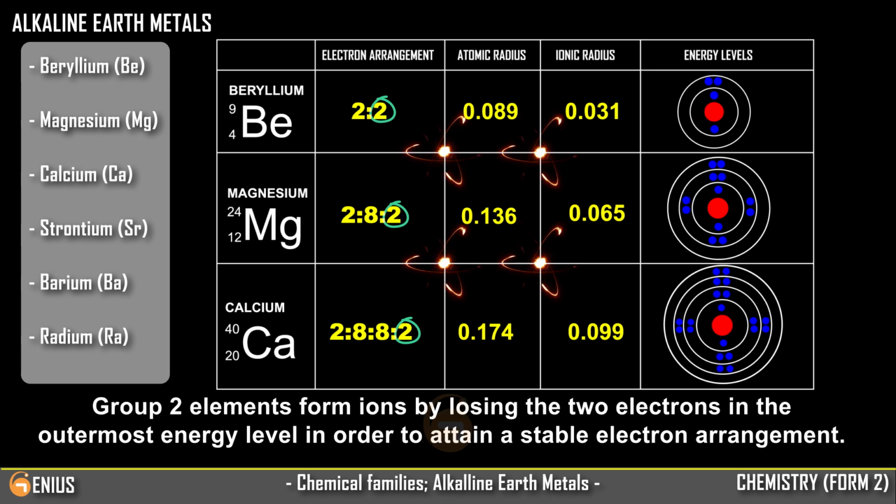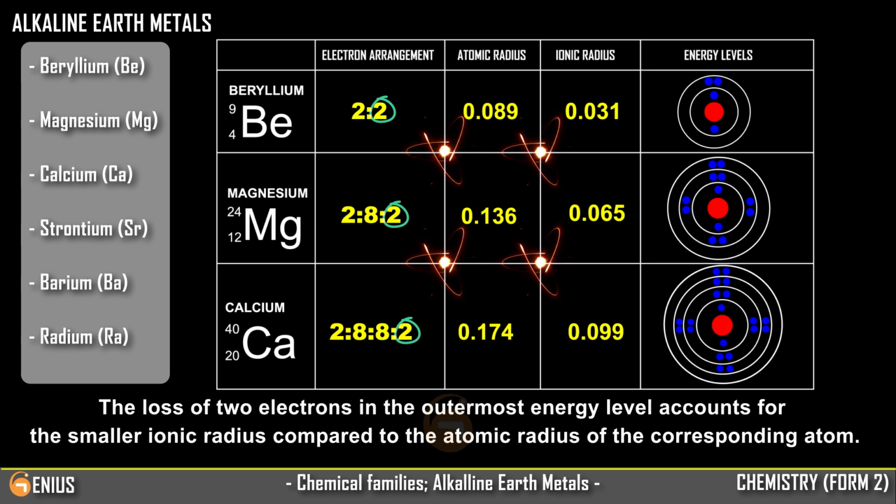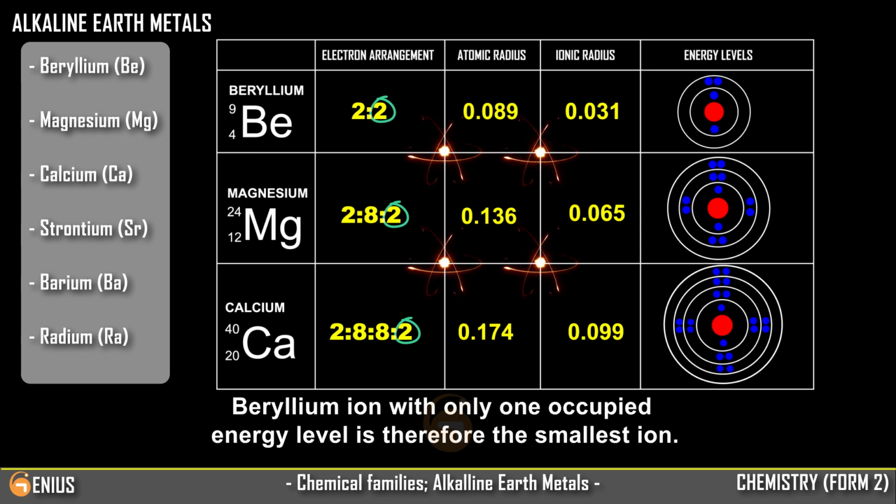Group 2 elements form ions by losing the 2 electrons in the outermost energy level in order to attain a stable electron arrangement. The loss of 2 electrons in the outermost energy level accounts for the smaller ionic radius compared to the atomic radius of the corresponding atom. Beryllium ion with only 1 occupied energy level is therefore the smallest ion.